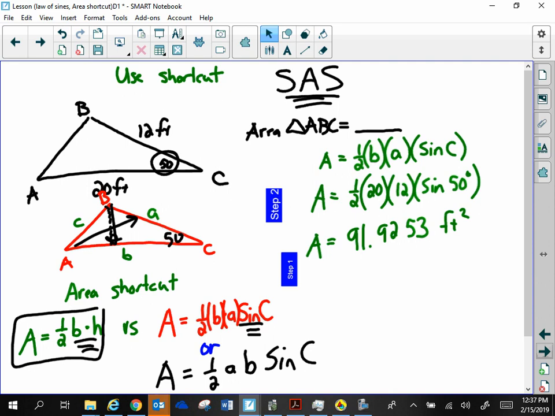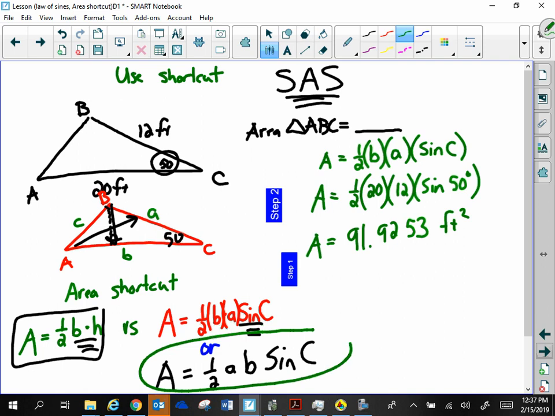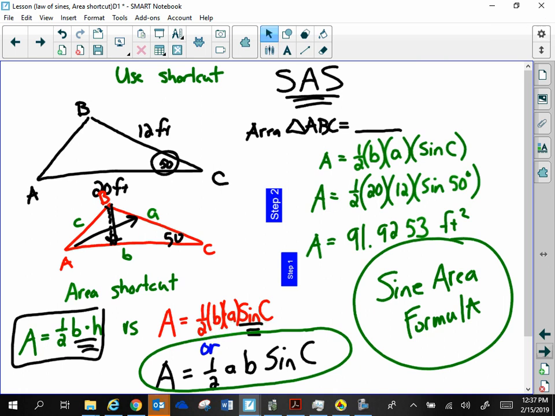So go ahead and make sure you wrote down, this is the sine area formula. And we will eventually learn one with cosine too, but right now we're going to talk about the law of sines and the sine area formula today. Okay, going on to our next formula.